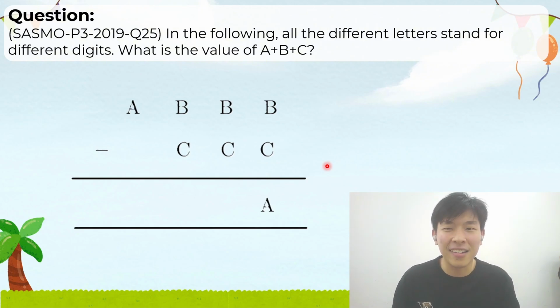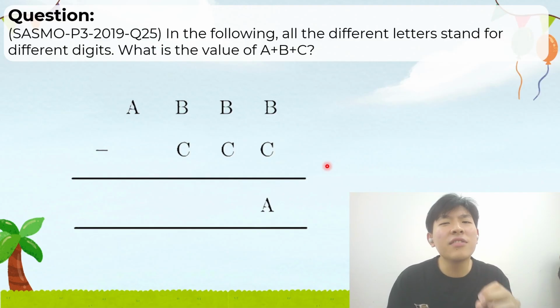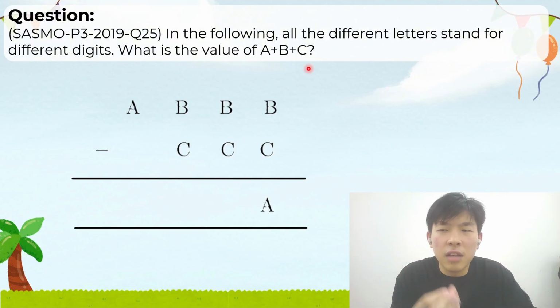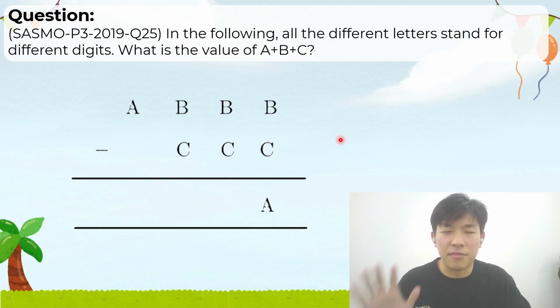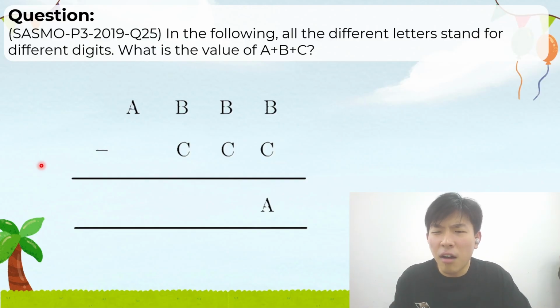Now, let's look at a question from SASMO 2019, and it's the last question, so it will be quite hard. In the following, all the different letters stand for different digits. What is the value of A, B, and C? The question says all the different letters stand for different digits, which means A, B, and C must represent different digits. Now how to do this?